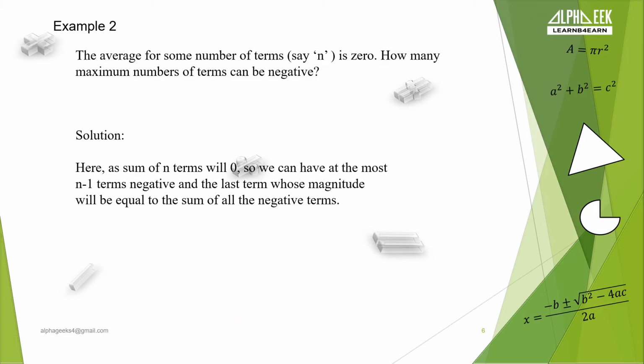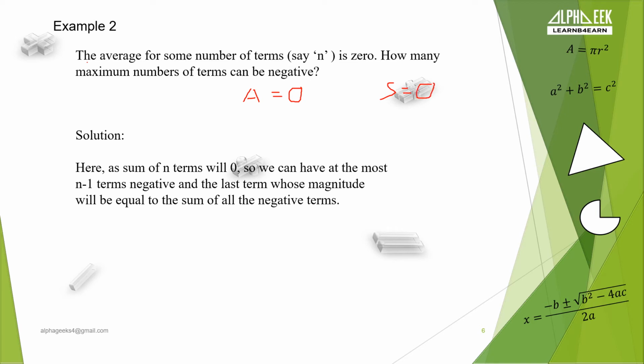See, this is an example in which variables are there, but it's a very easy example. Let's go through it. The average of some number of terms, say n, is 0. So we know average is 0. If average is 0, what can we say about the sum? The sum has to be 0. The sum of all quantities has to be 0, correct?